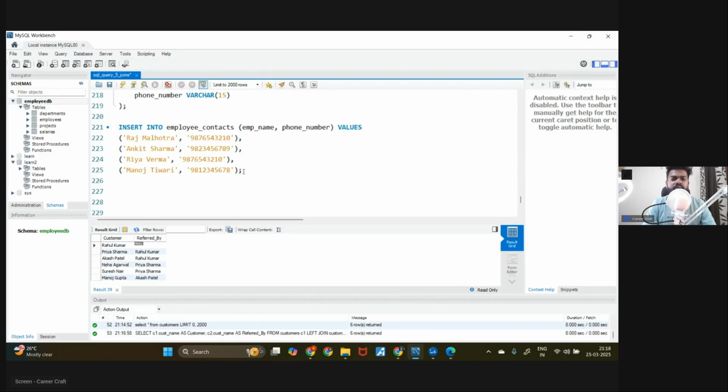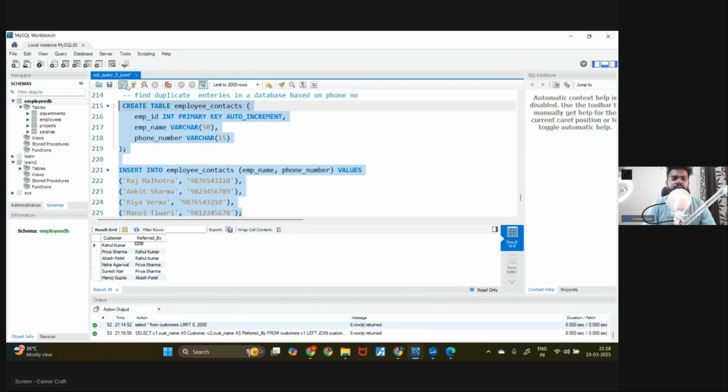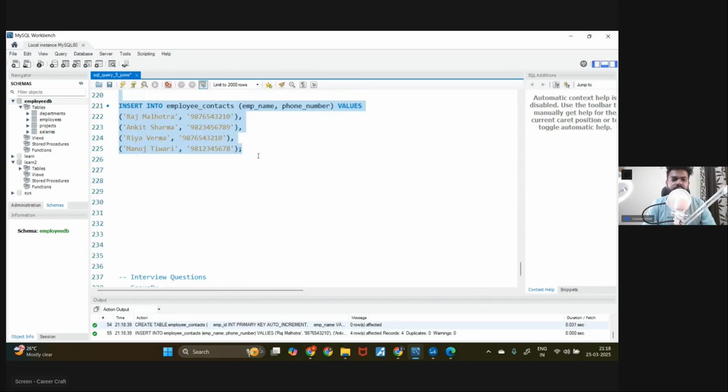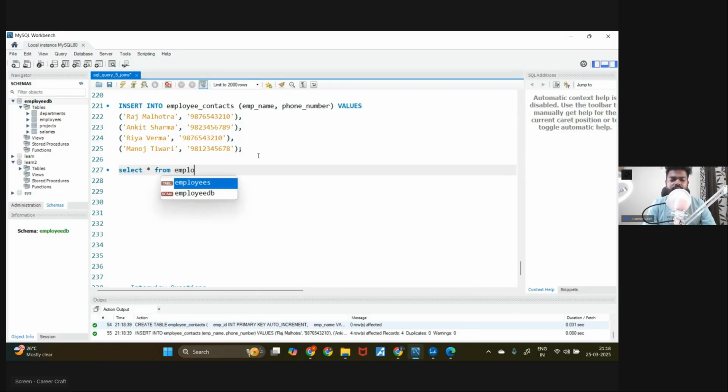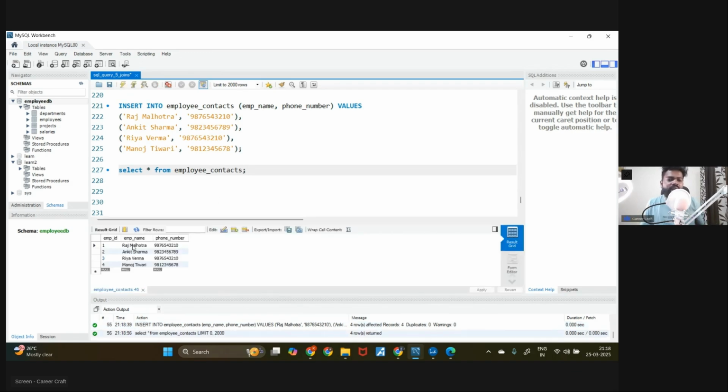Now, first I will run it to show how it looks like. So this is the data, select asterisk from employee contacts. Here we have Raj Malhotra, this is the phone number. Ankit, this is the phone number. But you can see Raj and Ria have the same phone number. So now you have to find the employees with the same phone number. Very important.